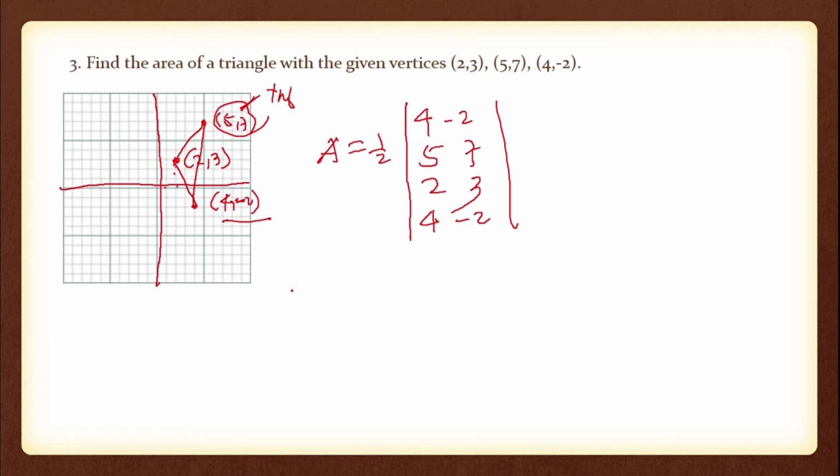Right? So A is equal to 1/2. So this is 7 times 4, that is equal to 20. Okay, 4 times 7.